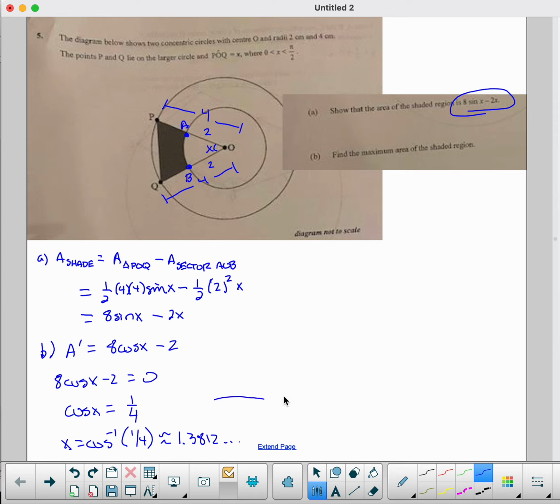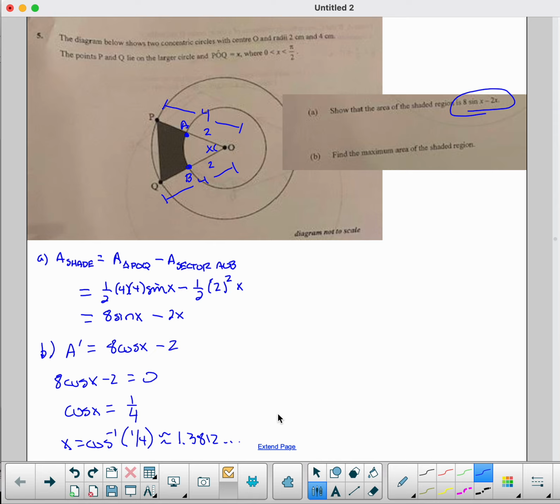Like you could do a sign diagram and put values to the right and to the left into the derivative, but you're fine. You're in the first quadrant, cosine's positive, so you could do the unit circle, but you do have a calculator, so you could graph it and see it's a maximum as well. You don't have to show it since there's only one. Anyway, so for that maximum area, I'm just going to plug into the area formula.